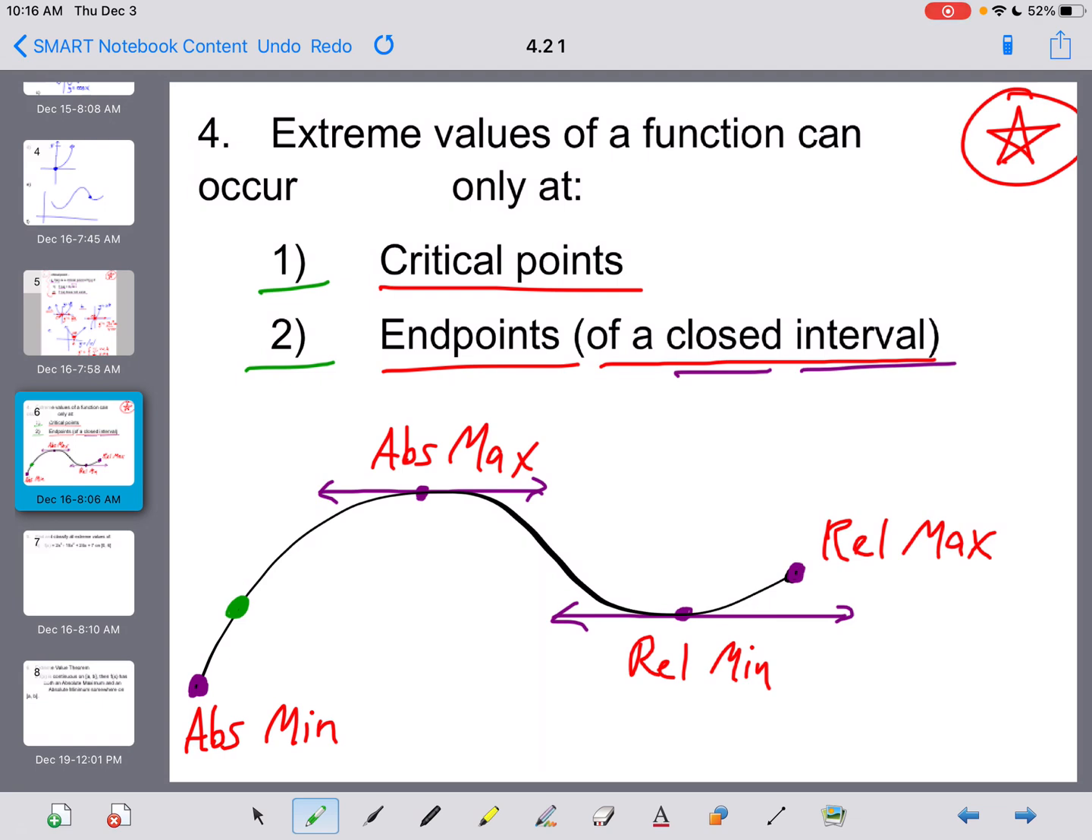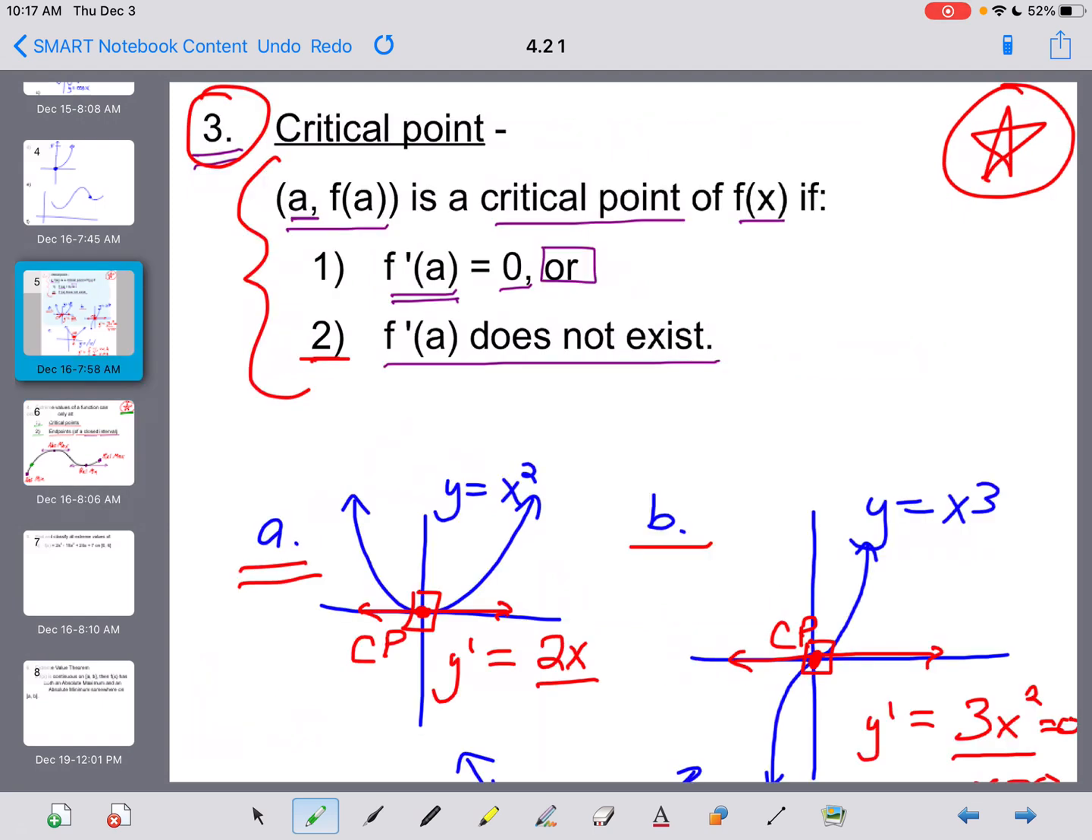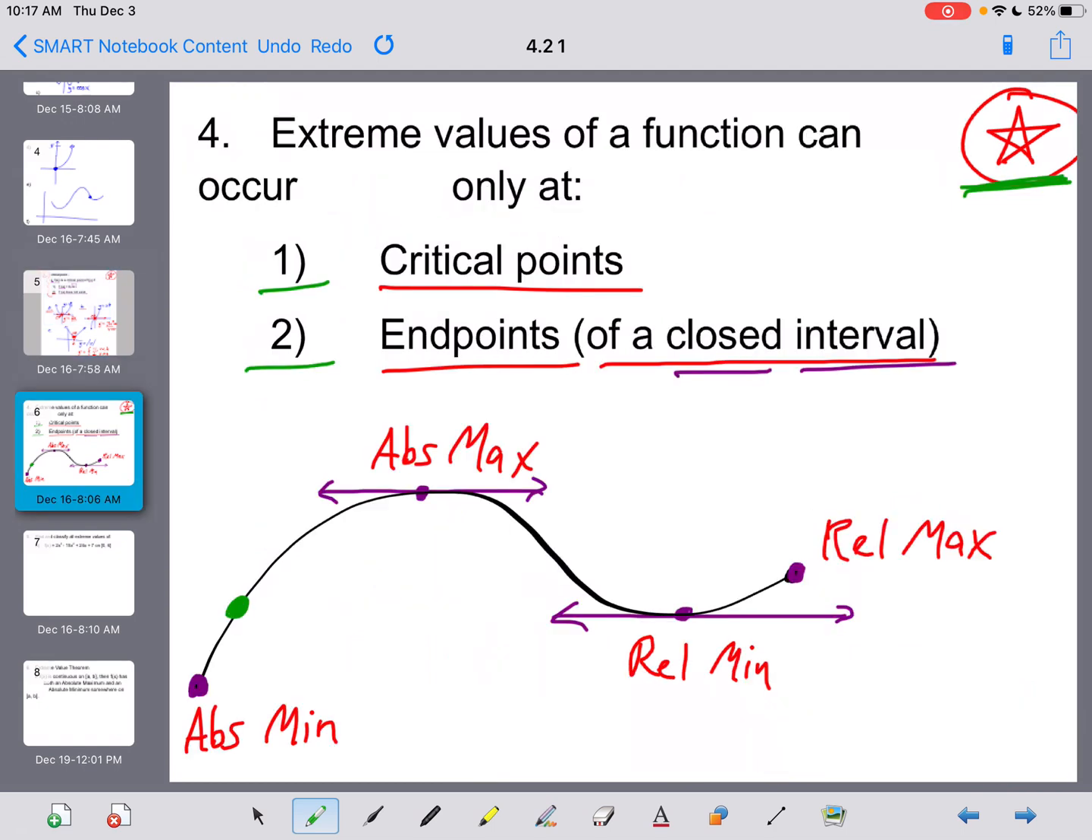So again, not a super difficult concept right here, but people tend to make mistakes on quizzes and tests, I'm sorry to say, because they don't know this basic fact. So those last two slides, the one where we talk about the definition of a critical point, and this second one where we talk about where extreme values can occur, are two really important, simple ideas to get down.